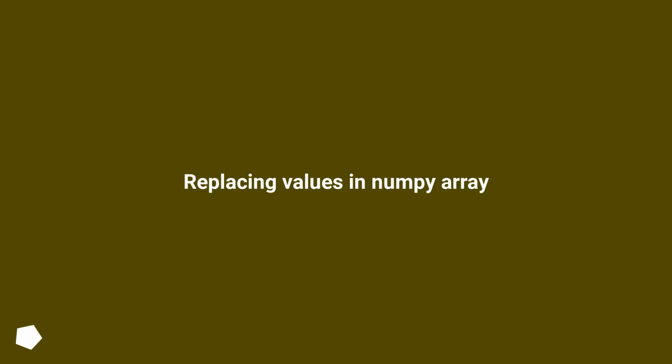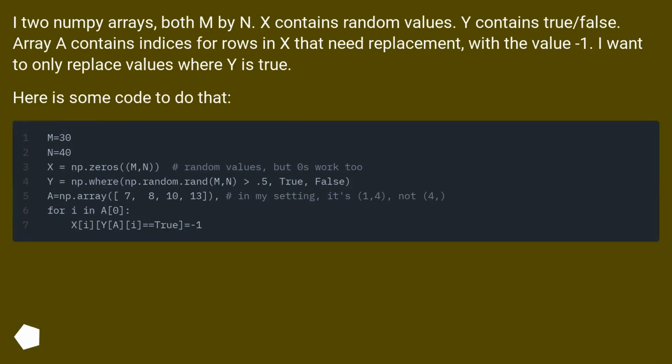Replacing values in a numpy array. I have two numpy arrays, both m by n. X contains random values. Y contains true/false. Array A contains indices for rows in X that need replacement, with the value -1.